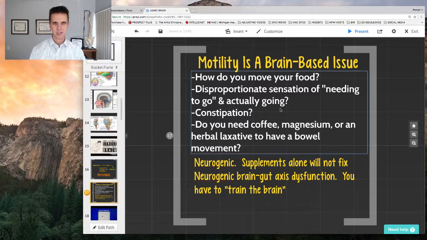Here's the big take-home point. Supplements alone will not fix neurogenic brain-gut axis dysfunction. You have to train the brain. Like we talked about earlier, in the same way that we can exercise our muscles, we have to exercise the vagus nerve to actually fix this problem. Taking the enzymes, the stomach acids, and the probiotics are very good things, but fundamentally we want this person to function on their own, which requires parasympathetic tone and vagus nerve function. That's where the functional neurology exercises come in.